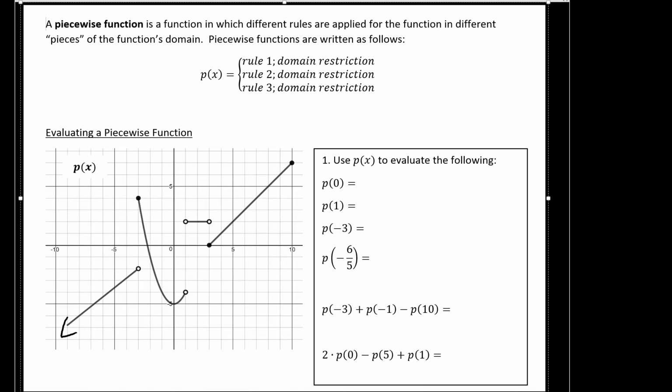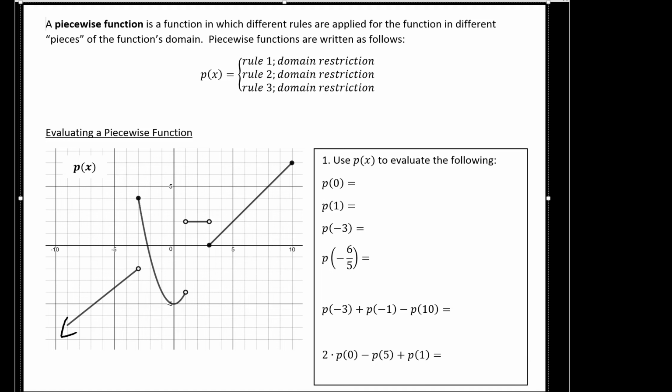Okay, so let's start with the definition. A piecewise function is a function where different rules are applied for different pieces of the function's domain. So usually you're going to see it like this. P of x is going to have the first equation or rule, followed by the domain restriction. You have a second rule, second equation, followed by a domain restriction, and so on. You can have anywhere from 2 to infinity, I suppose, if you really wanted to, number of rules. It really doesn't have a limit. So, here's one with 3, but we can have 4, we can have 5, 10.